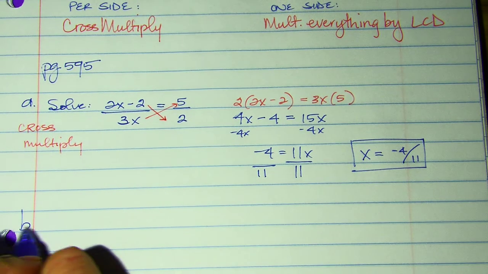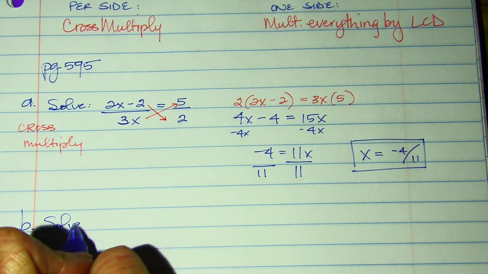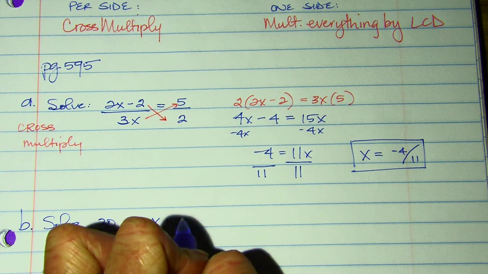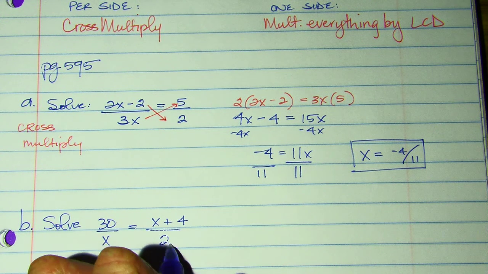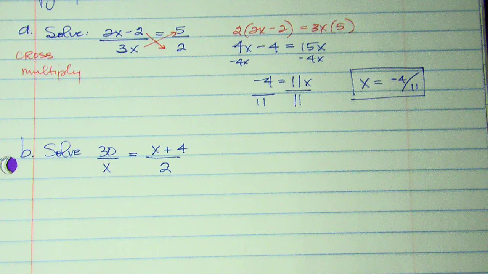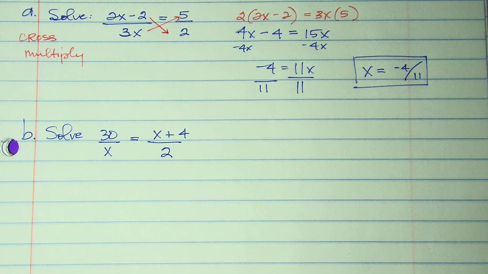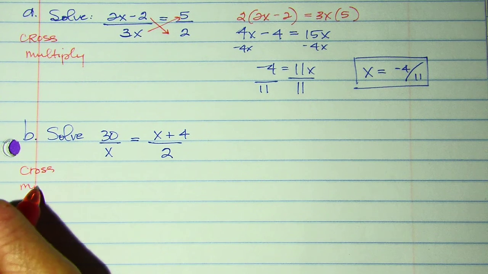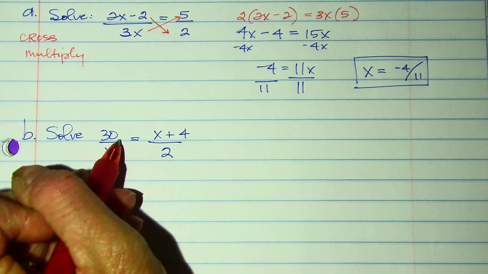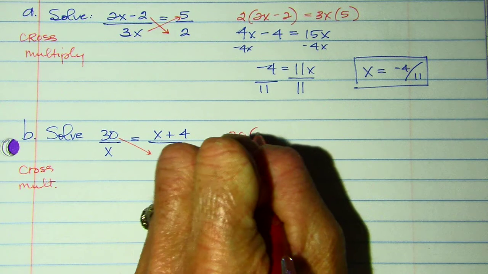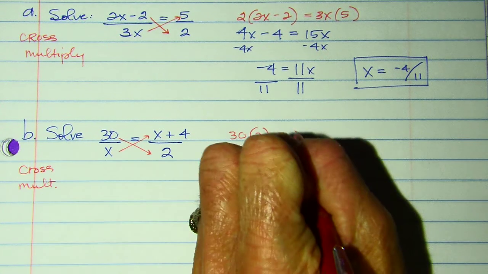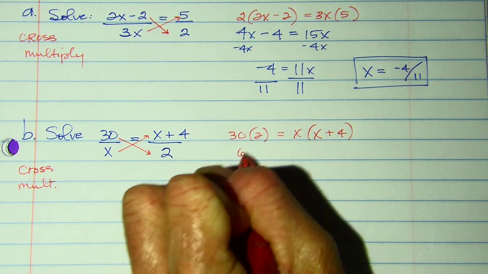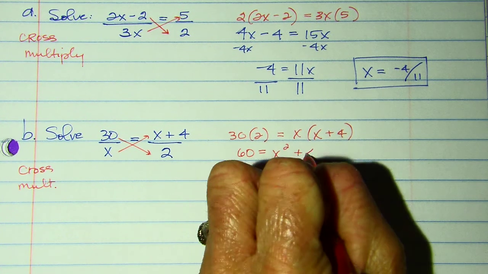Part B, solve 30 over x equals (x plus 4) over 2. Again, here I have one fraction on each side, so I get to cross multiply. That means I'm multiplying diagonally. So 30 times 2 must be equal to x times (x plus 4). Then we're going to distribute, so 60 equals x squared plus 4x.